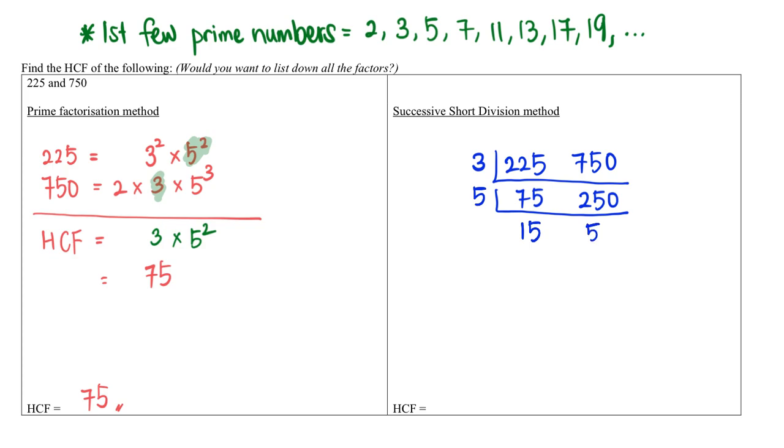This will give me 15, and I can continue to divide by 5 to give me 3 and 10, and at this point I cannot divide by any more common prime factors, and therefore at this point I would stop. And so the HCF would then be 3 times 5 power 2, which will be 75.